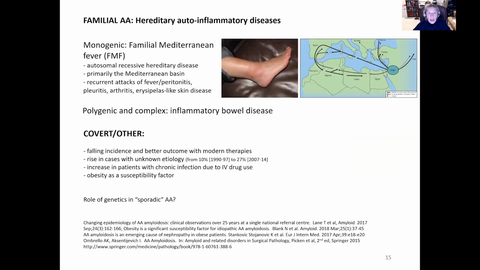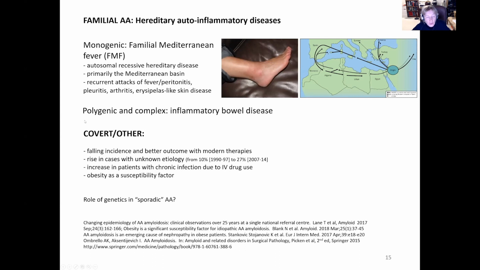Okay, so hereditary autoinflammatory diseases can be monogenic or polygenic. Monogenic, maybe some of you have heard about familial Mediterranean fever. If somebody is coming from this area, you may consider that this is an autosomal recessive hereditary disease with recurrent attacks of fever, peritonitis. Patients may have this erysipelas-like skin disease, and the most dreaded complication of this disease is renal amyloidosis. The disease can be managed, can be treated, so it is important to recognize it.